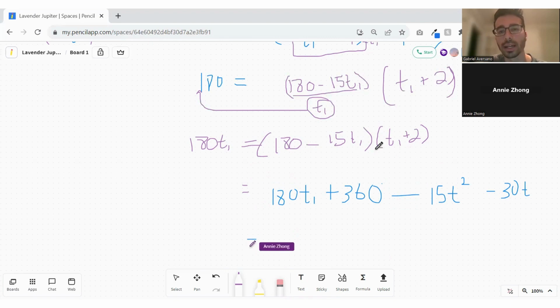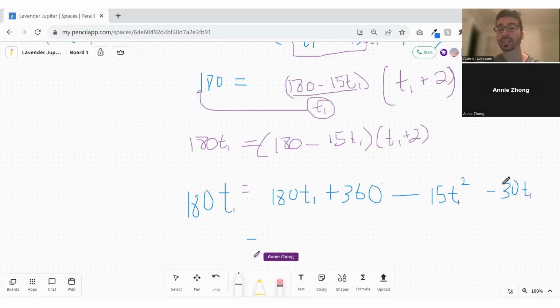And then do you want to fill out the left side while I verify? So 180 times t1, that looks good. 180 times 2 is 360. Negative 15t1 times t1 is negative 15t1 squared. And negative 15t1 times 2 is negative 30t1. Awesome. I'll put the ones here just so we don't forget. If you want to drop the 1, you just have to remember at the end to put it back.